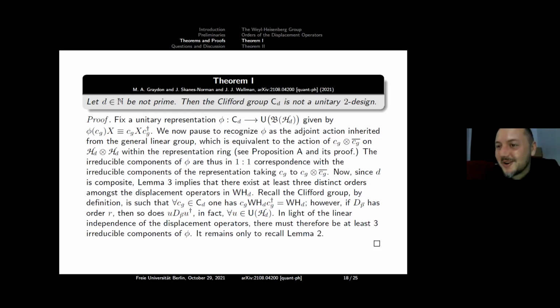It remains only to recall lemma 2. Okay. So we showed that there were more than 2 irreps in the conjugate tensor square. I'll pause for questions.